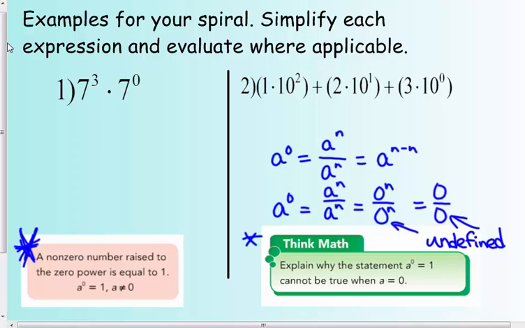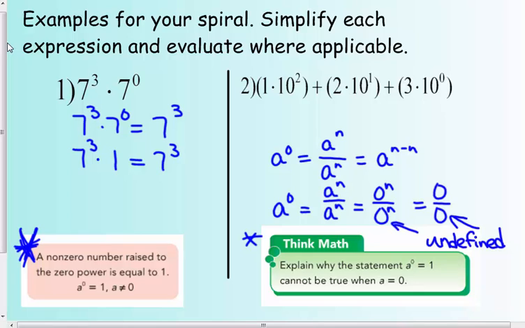Where applicable. So 7 to the 3rd times 7 to the 0: keep the base, add the exponents. That's one way I could do it. 3 plus 0 is 3. Or I could say, well, I know 7 to the 0 is 1, and any number times 1 is just that number, 7 to the 3rd. So there are a couple ways you could do number 1. Number 2.